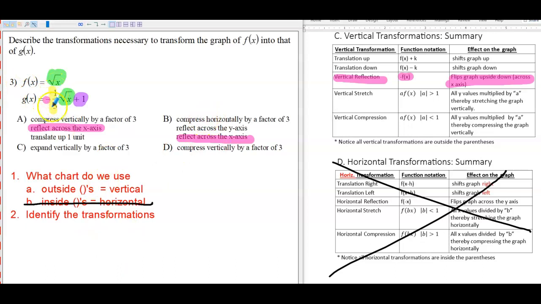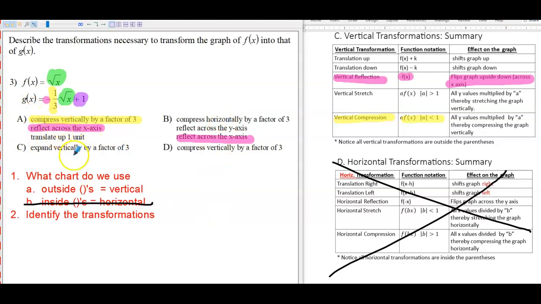We've got the 1/3. So I'm multiplying by a number that is less than 1. 1/3 is less than 1, so that would be this one here. I'm multiplying it by a number that is less than 1, and that's a vertical compression. And so I see that here. I don't see a vertical compression here. I see a horizontal compression, but we don't have any horizontals. It's all vertical. So there it is.